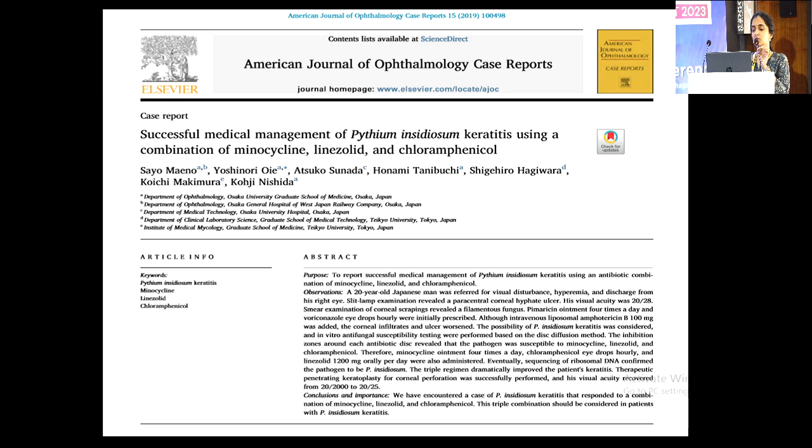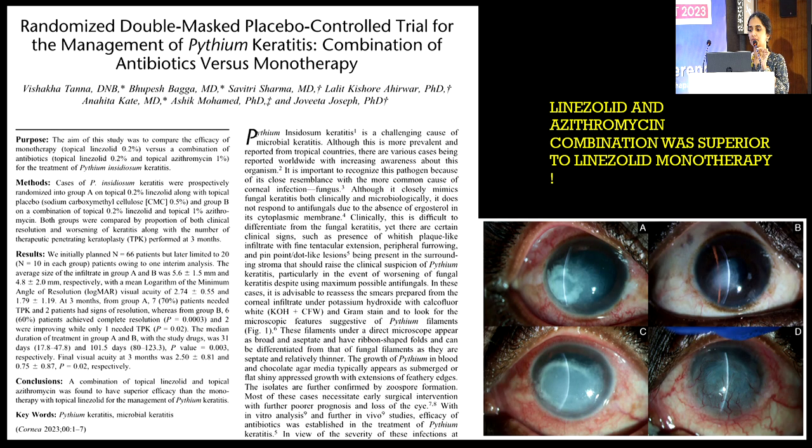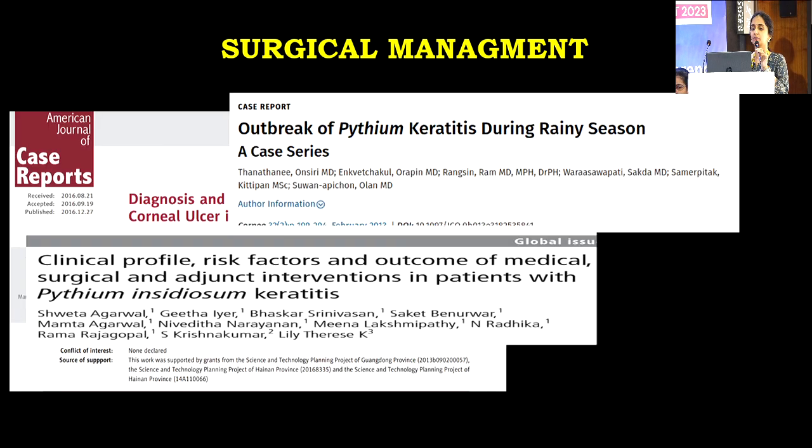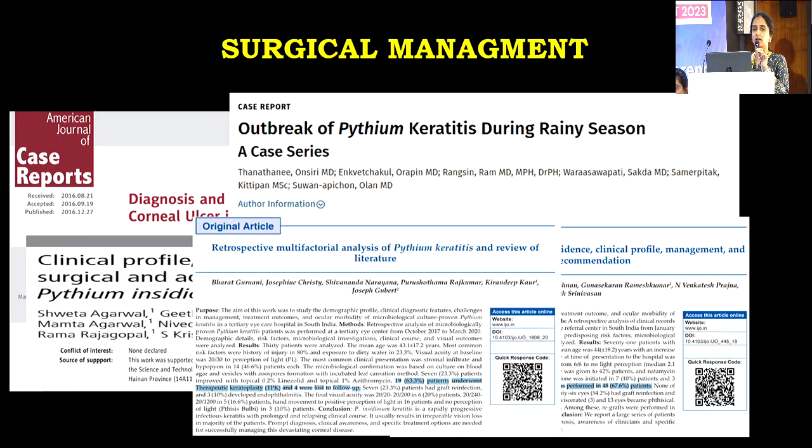There are also other reports using various drugs like linezolid, minocycline and chloramphenicol. This recent randomized control trial said that the combination using linezolid and azithromycin was much superior to linezolid monotherapy alone, which means if you have access to both the drugs, always use both the drugs and not linezolid monotherapy. Other drugs also have been used, which include mupirocin and other tetracyclines as shown. Multiple reports have shown that surgery is the only way out in Pythium keratitis, but all these reports came before the advent of the triple therapy put forth by Bagga et al.